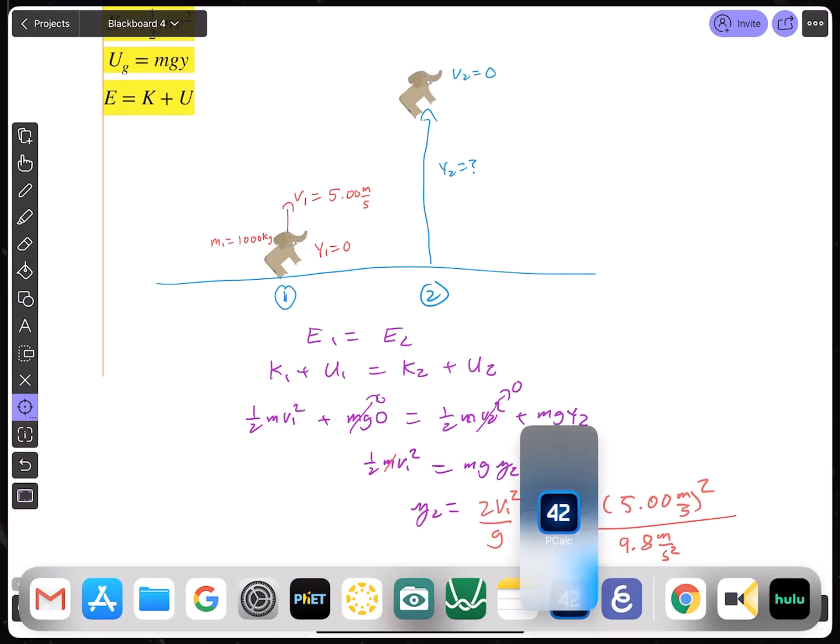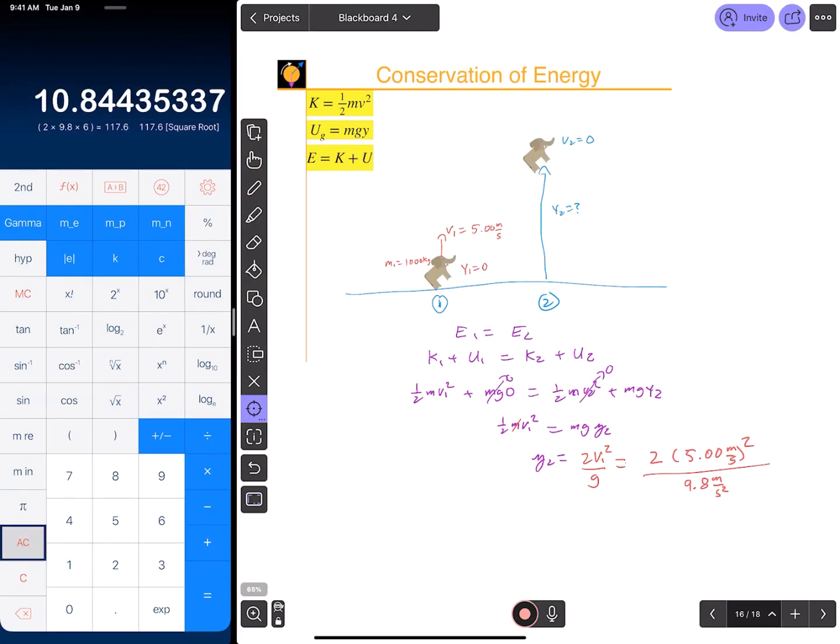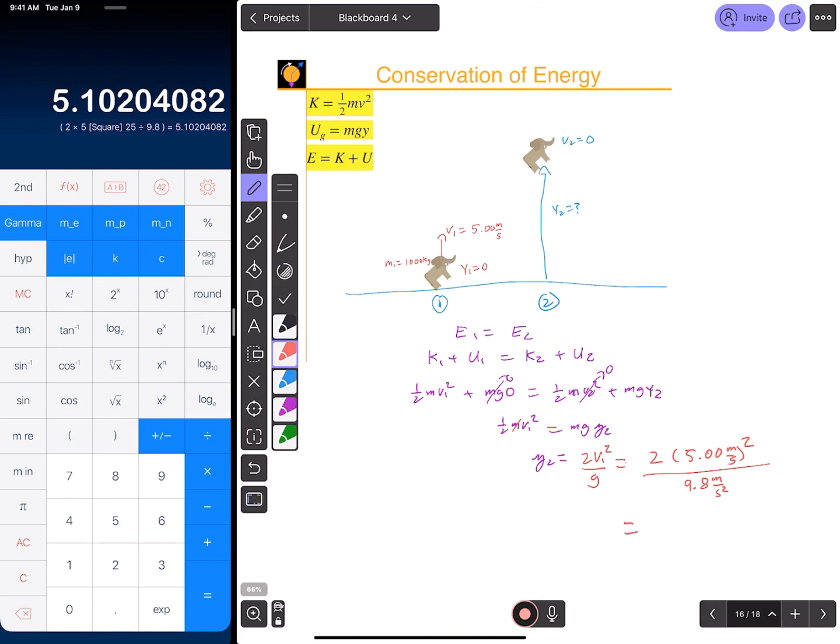So what is my answer here? Well, let's do a quick calculation. So if I do 5 squared divided by 2 times 9.8, I end up with about 1.28. So that's about 1.28 meters. So that's how high I threw my elephant.